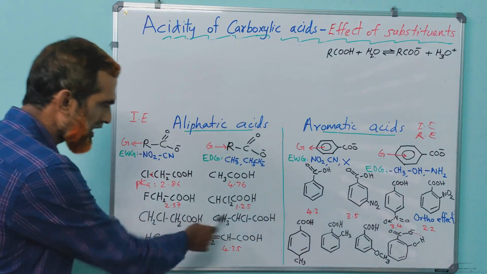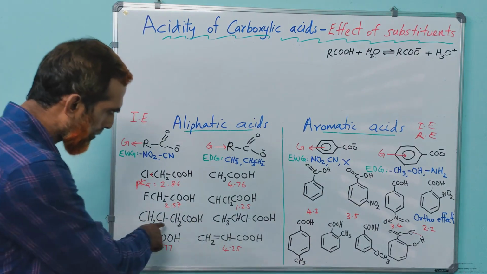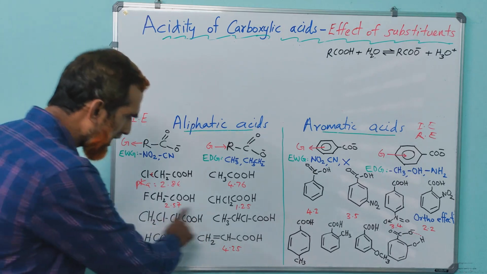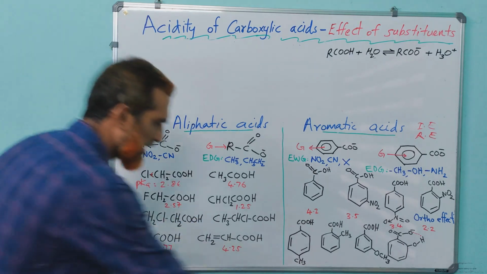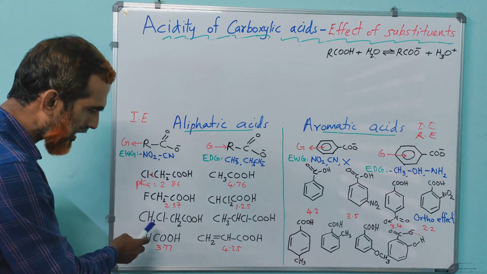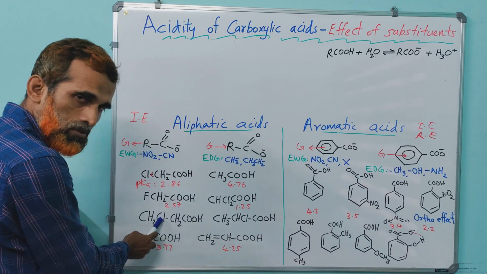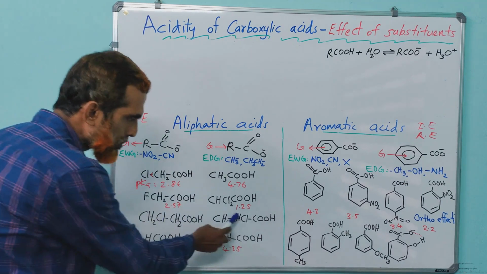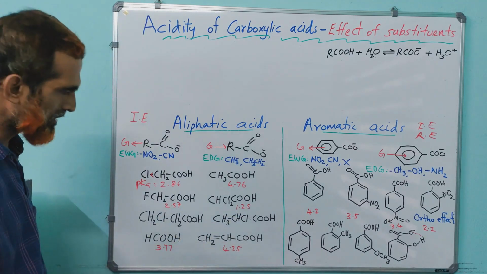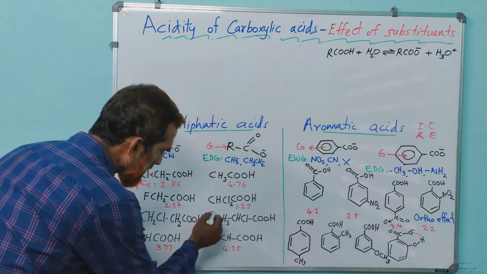Coming to this one and these two examples. I did not put the values here anyway. Compare the acidity here, which is more acidic. What is the compound here? This is 3-chloropropanoic acid and 2-chloropropanoic acid. Which is more acidic? Of course this is more acidic.